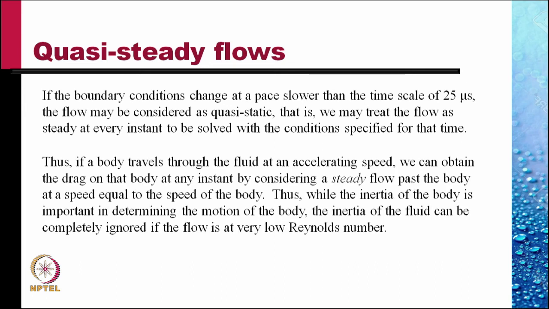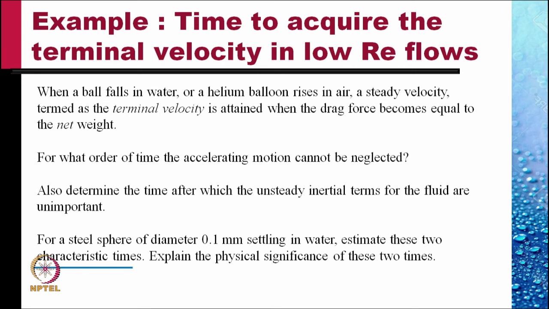Thus, if a body travels through the fluid at an accelerating speed, we can obtain the drag on that body at any instant by considering a steady flow past the body at a speed equal to the speed of the body. Thus, while the inertia of the body is important in determining the motion of the body, the inertia of the fluid can be completely ignored if the flow is at very low Reynolds number. Let's do an example. Let's calculate the time to acquire the terminal velocity in low Reynolds number flows.